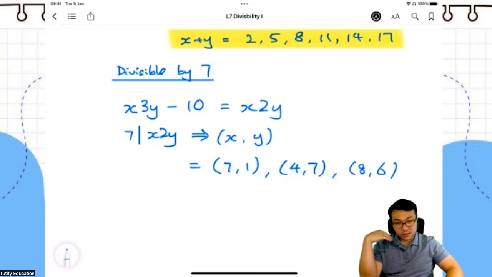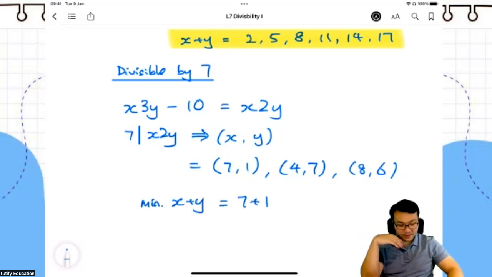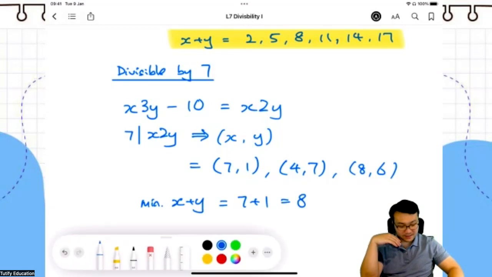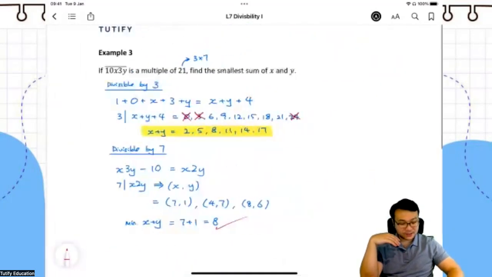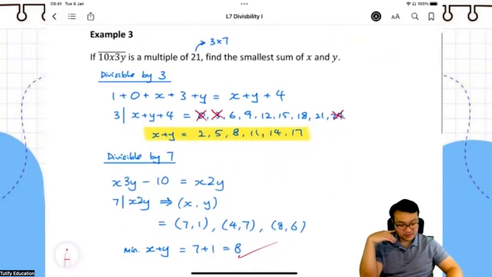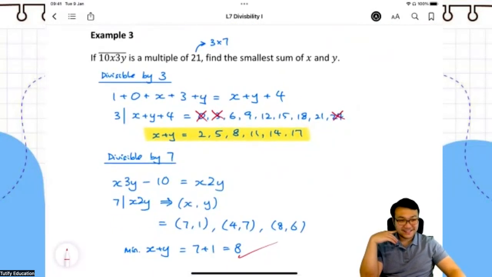What is the smallest, the minimum possible value of x plus y? What do you think? 8. Correct. Well done, Aiden. You solved it. How do you find it? Easy or difficult? A bit, not really that easy. Yeah, this one's a bit harder. Okay, but well done. You got through it. Good job.